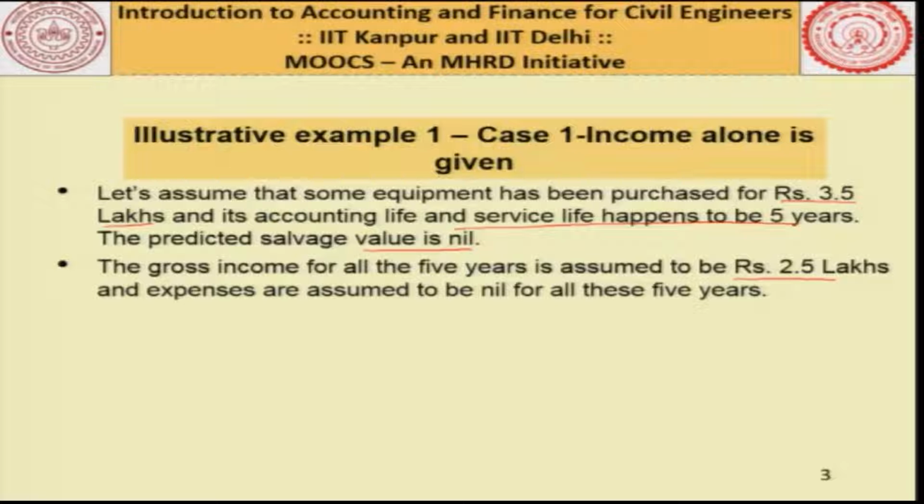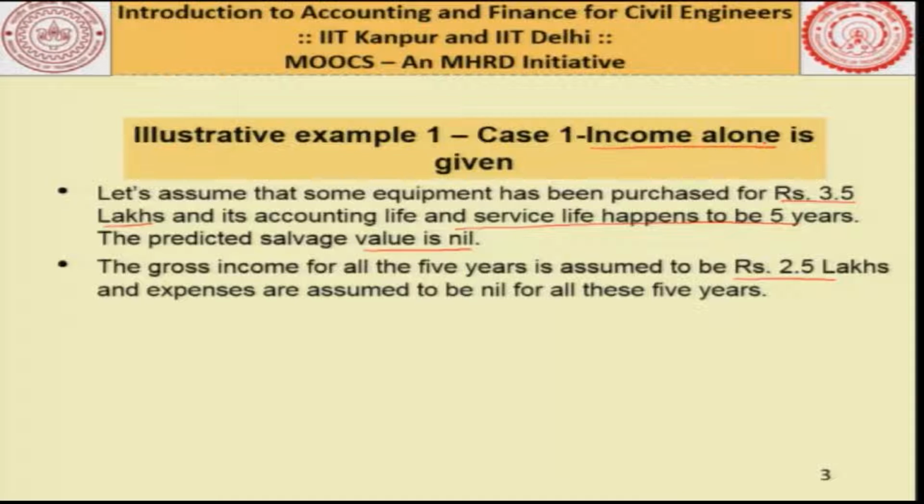The gross income for all the 5 years is assumed to be rupees 2.5 lakh and expenses are assumed to be nil. I am going to give you 3 cases for the same problem. In the first case, I am giving you details only on the income. In the second case, we will give you some other data, and in the third case, some other data altogether, and we will see how to take it for our analysis purpose. Here, I am able to purchase one equipment for 3.5 lakh and this equipment is giving me an income of 2.5 lakh every year. To start with, I am assuming that my expenses are nil, and life is 5 years.